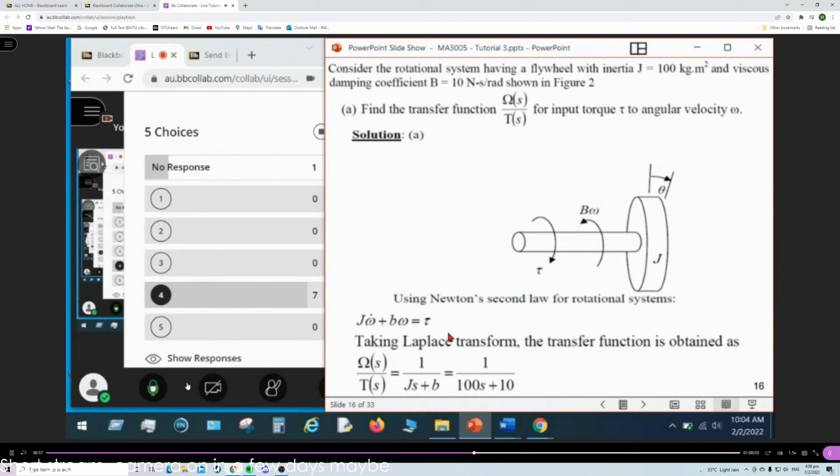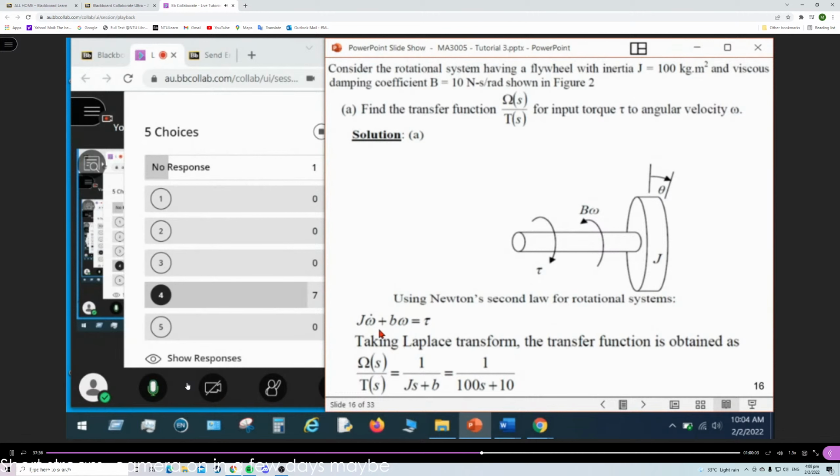According to Newton's second law, the summation of all the torques must equal J alpha. Alpha is omega dot. Omega is angular velocity, and omega dot is the angular acceleration. So by using Newton's second law and doing some rearrangement, we get this standard form.